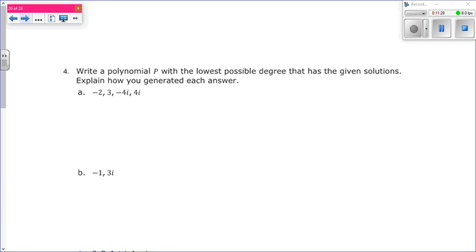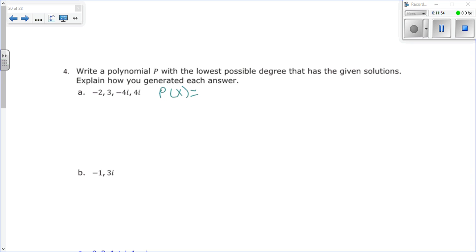Now we're going to write polynomial p with the lowest possible degree that has the given solutions. Explain how you generated each answer. Alright, so the lowest possible degree would be 4 for A, because there are 4 different roots that we see. We did this in an earlier unit, it was actually unit 2, when we were given the roots and we wrote the equation.